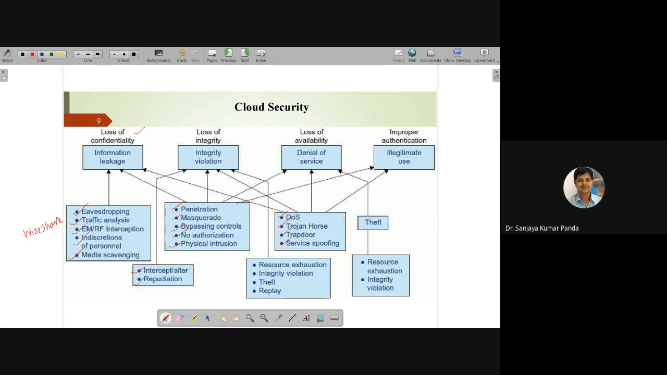Like, the sender is denying, "I have not sent this message." The receiver is denying, "I have not received this message." This also raises questions on integrity. Okay, similarly, resource exhaustion, right?